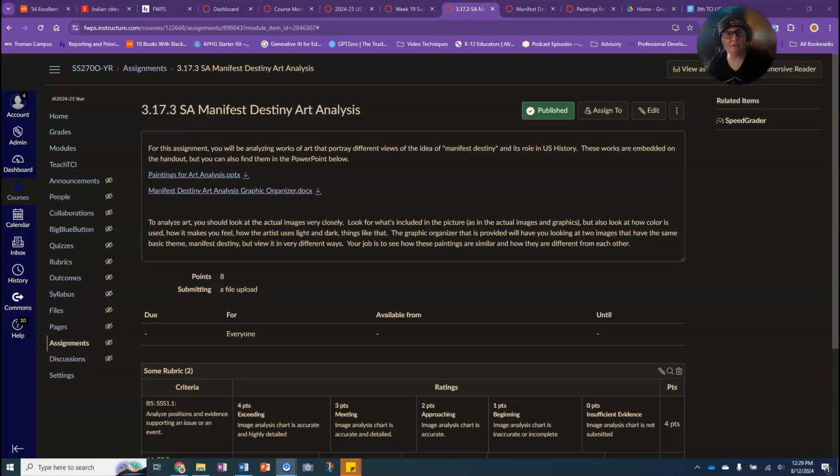First of all, you should look at the images closely. I'm going to show you where to find the larger versions of the images. Look not just at what's included in the picture, as in the actual images and graphics, but also at how the color is used, how it makes you feel, and how the artist uses light or dark to indicate mood. You'd also look at what's not included.